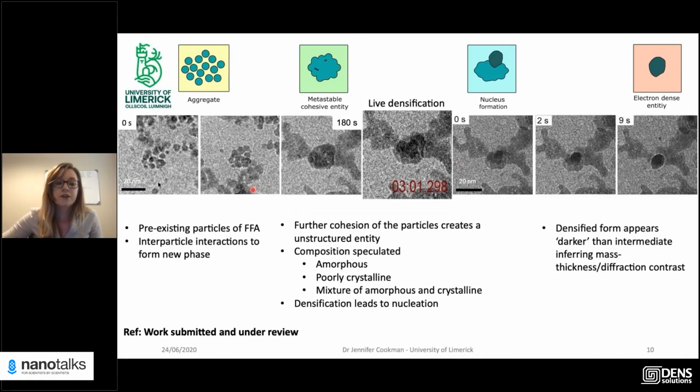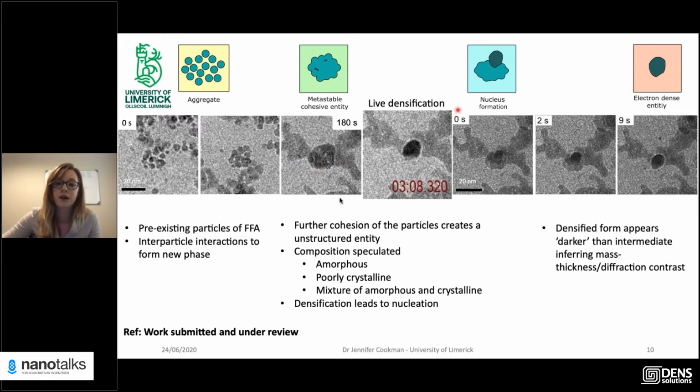With these aggregates that I showed you previously, we did a lovely experiment where we just looked at these aggregates. We just purely watched them for a while in a continuous electron beam irradiation. And we found that there were interparticle interactions between the individual particles, and they transformed into this, we called it a metastable cohesive entity. So this happened over the period of 180 seconds. And then continuously looking at it, we found that there was the transformation between this intermediate into a new phase.